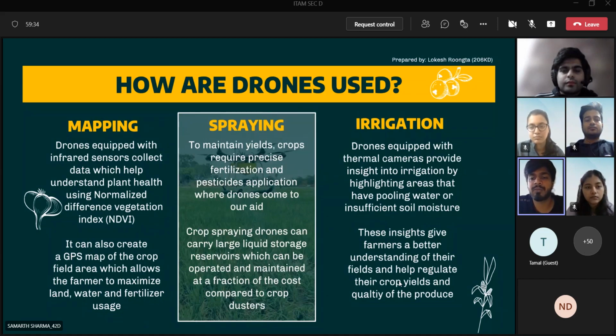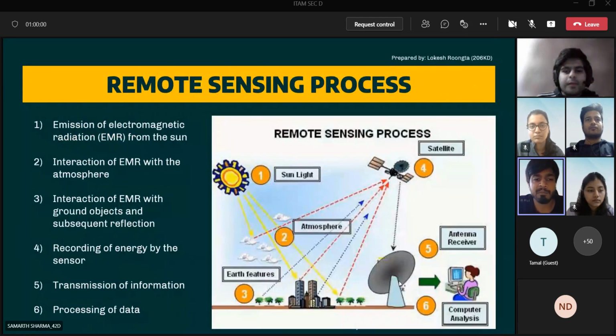Drones equipped with thermal cameras can provide excellent insight into irrigation by highlighting areas that have pooling water or insufficient soil moisture. These issues can severely affect crop yields and the quality of the crop. And thermal drones give farmers a better way to understand their fields through more frequent inspections and surveying. Moving on to the next slide.